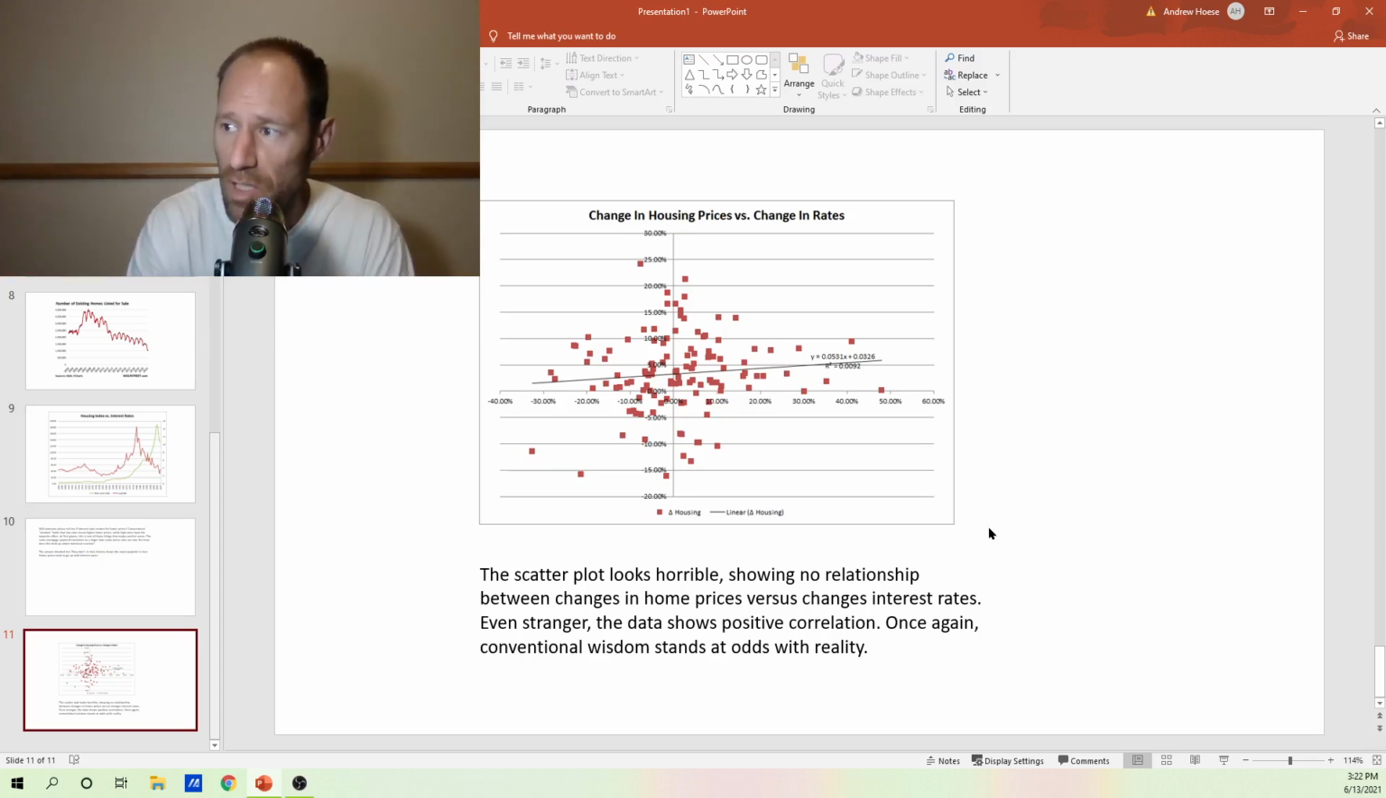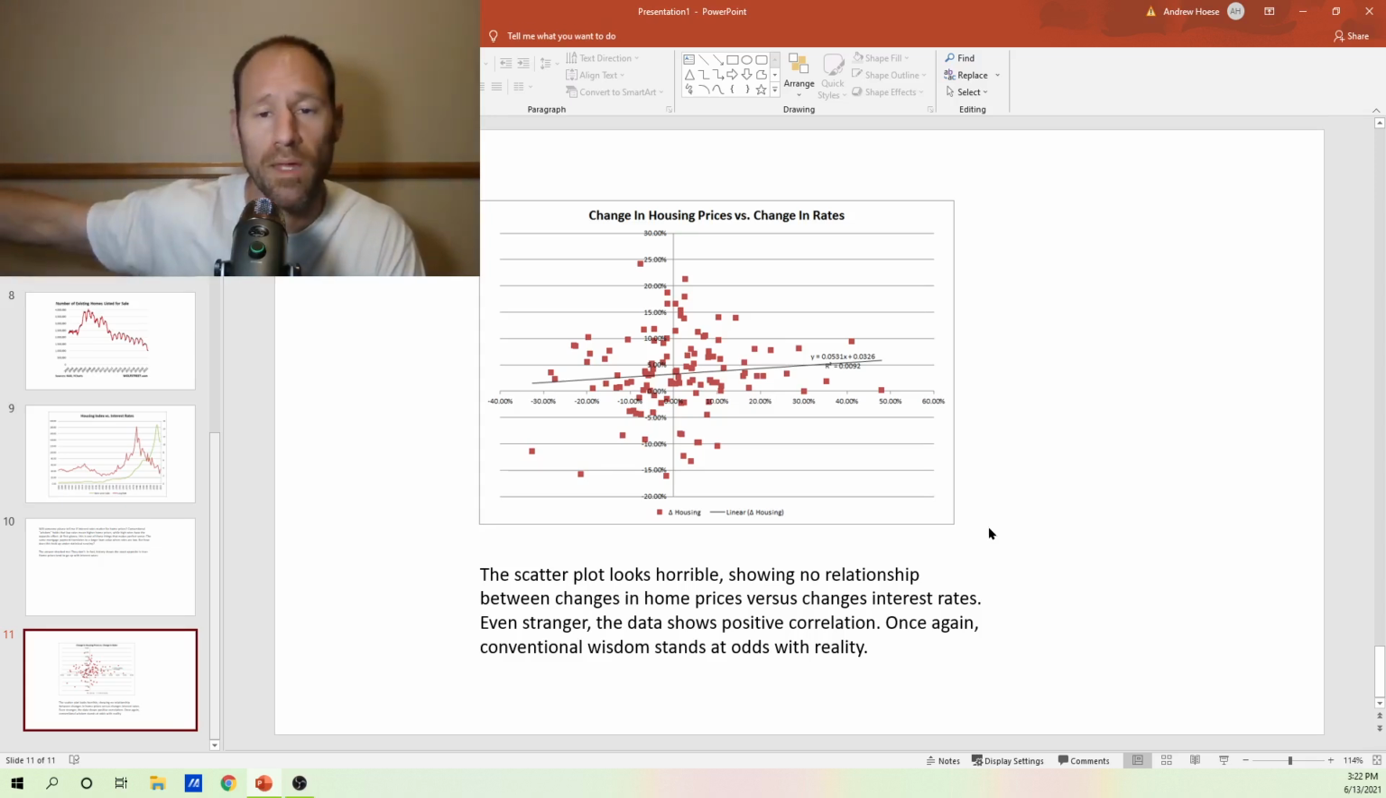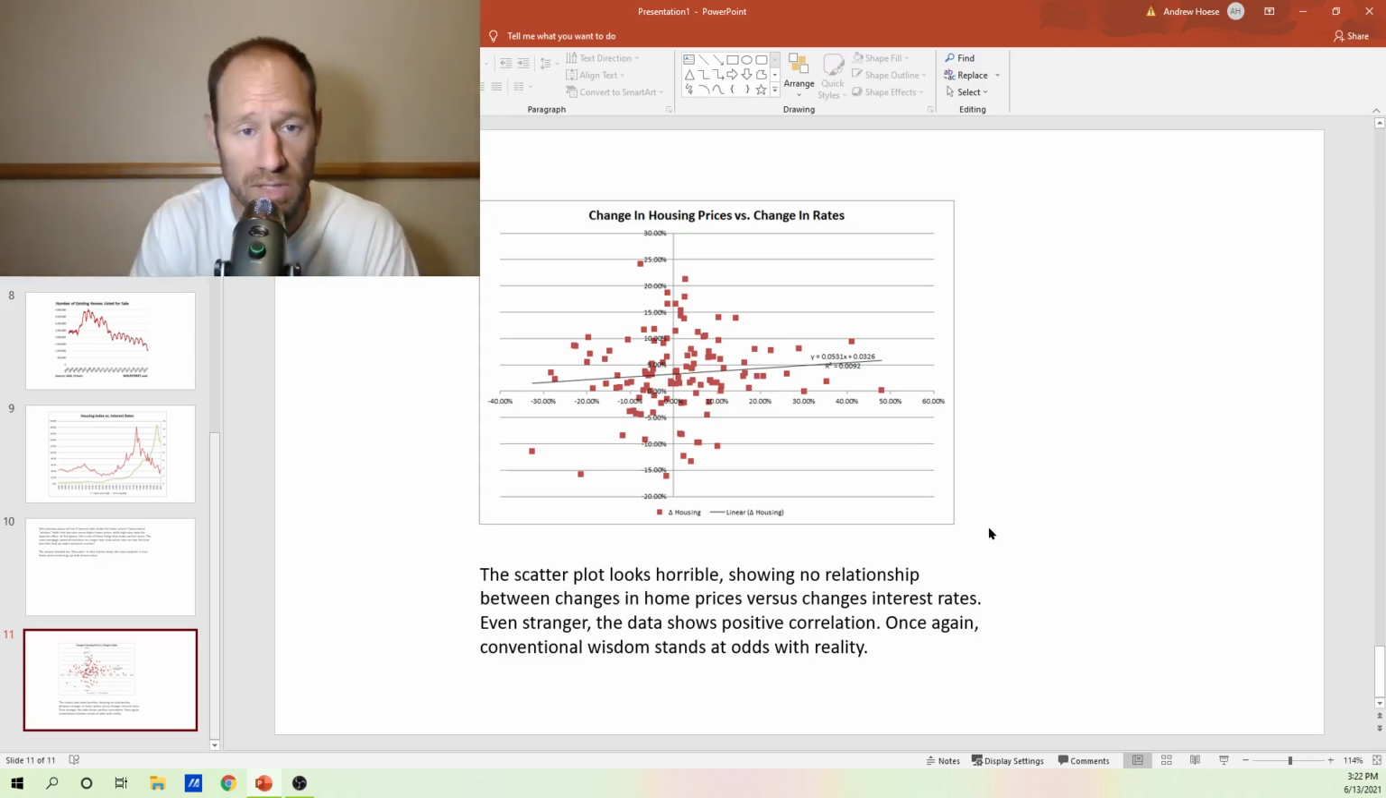And it says the scatter plot looks horrible, showing no relationship between changes in home prices versus changes in interest rates. Even stranger, the data shows positive correlation. Once again, conventional wisdom stands at odds with reality. So it's a very loose correlation, but it's positively correlated to higher rates and higher home prices.